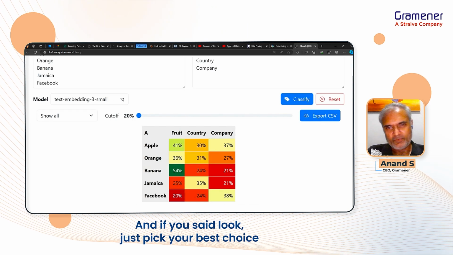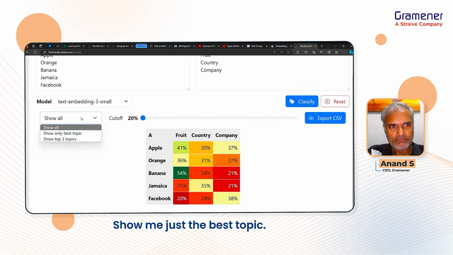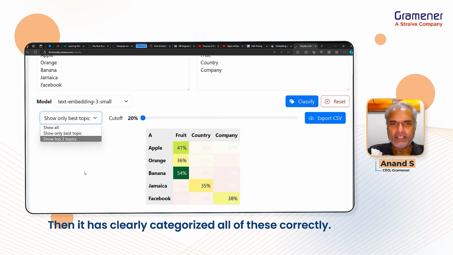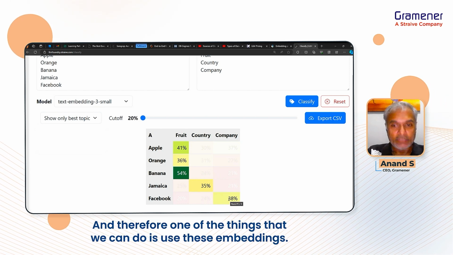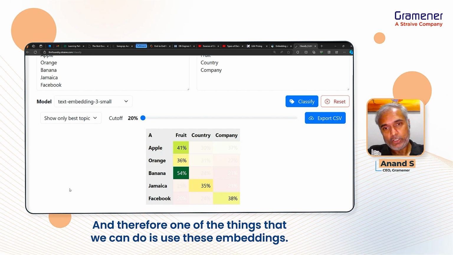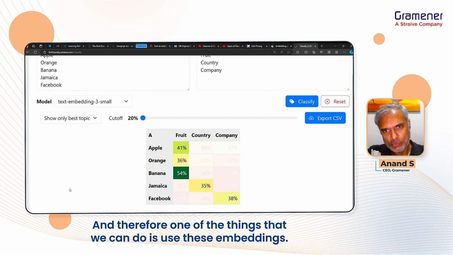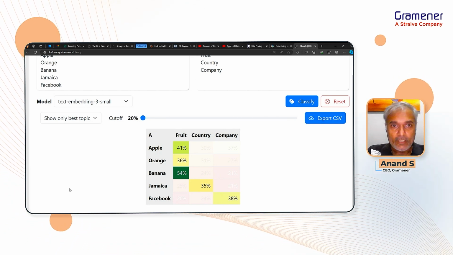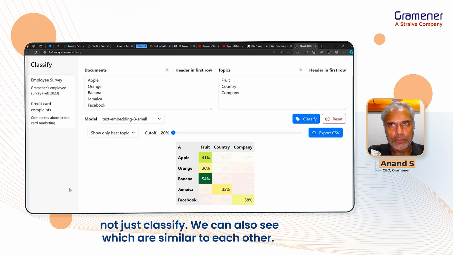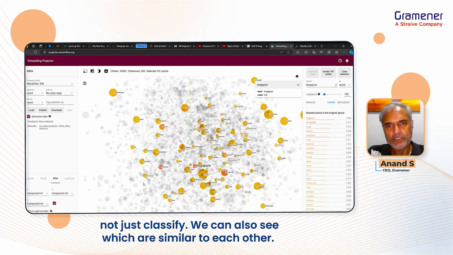When we do that, it gives us a matrix. And if we said, look, just pick your best choice, show me just the best topic, then it has clearly categorized all of these correctly. And therefore, one of the things that we can do is use these embeddings at practically zero cost to classify. Not just classify, we can also see which are similar to each other.